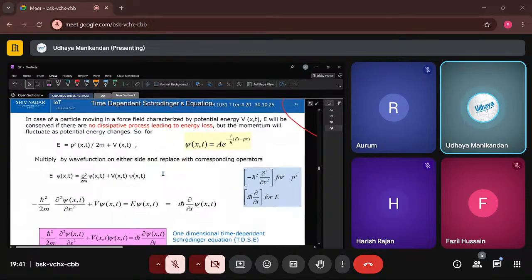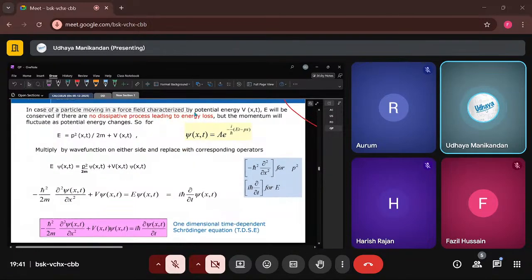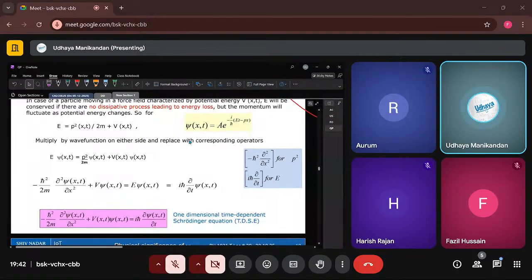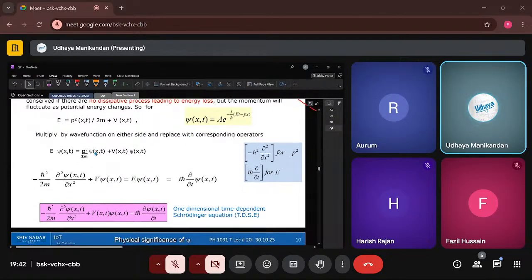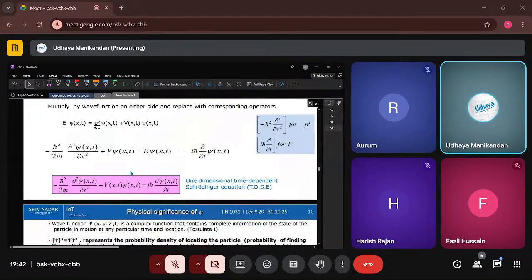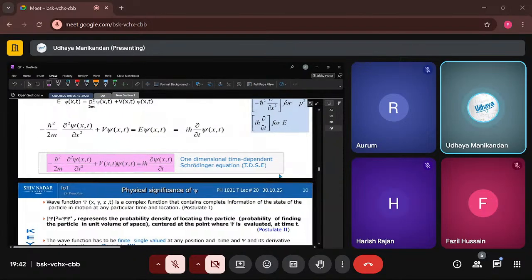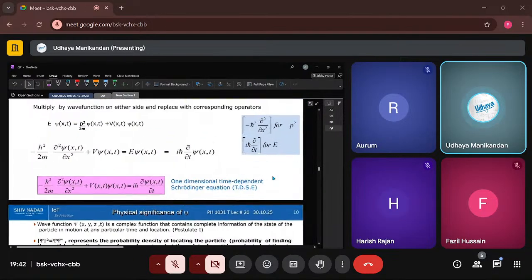So just some theory. In the case of a particle moving in a force field characterized by a potential energy, we consider that there are no dissipative processes leading to energy loss, but the momentum will fluctuate. That's why we write kinetic energy in terms of p² by 2m, but not potential. We are not interested in that. So p² by 2m, plus Vψ is equal to Eψ, and we also derived an expression for the time dependent case, in which we replace Eψ as what?